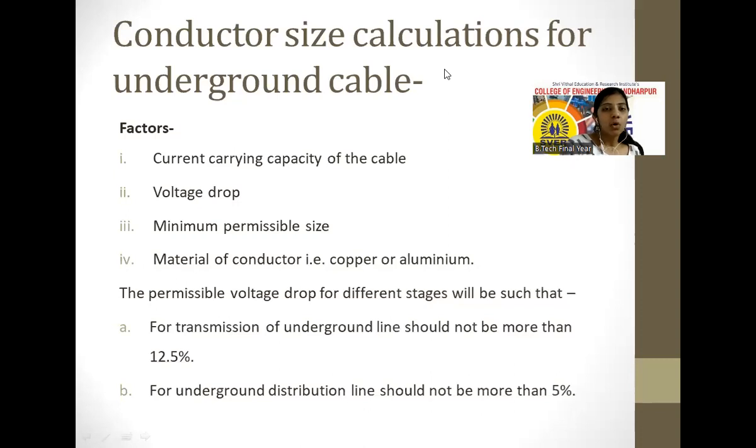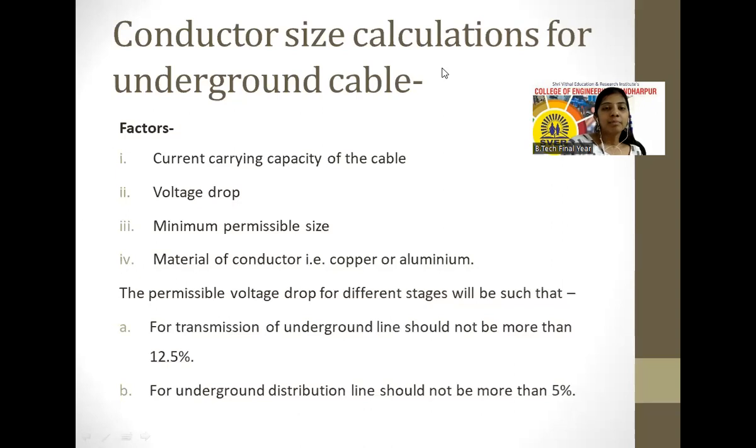Then next, voltage drop. We calculate the voltage drop to check whether it is falling within the permissible limit or not. If the voltage drop falls within the permissible limit, then and only then we select the cable. Otherwise, we select another cable. So voltage drop also affects the selection of the size of the conductor.